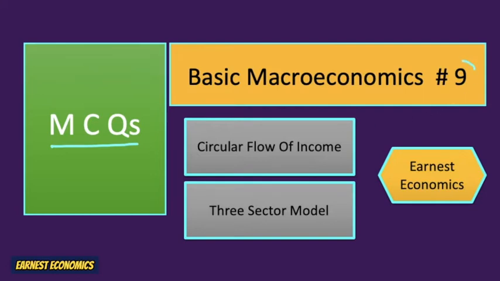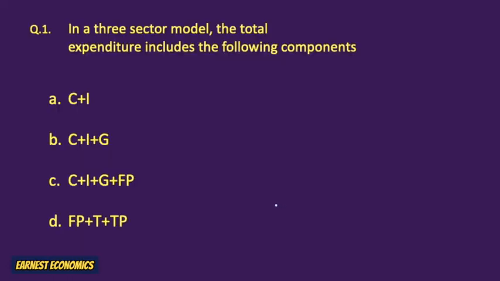It is our ninth session of MCQs on basic macroeconomics, and this time our topic is circular flow of income, the three sector model. We have already delivered a lecture on the three sector model, and these multiple choice questions are based on that very lecture. So let's move to the first question.